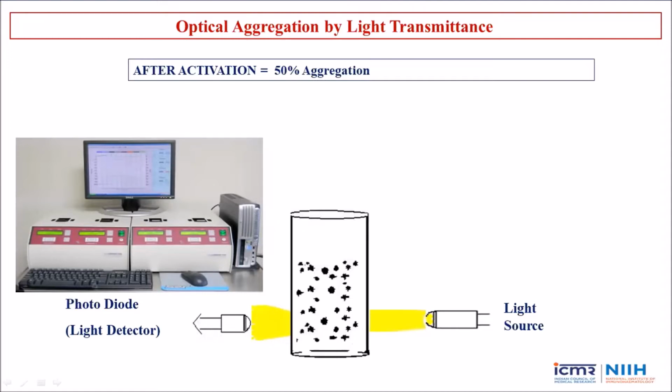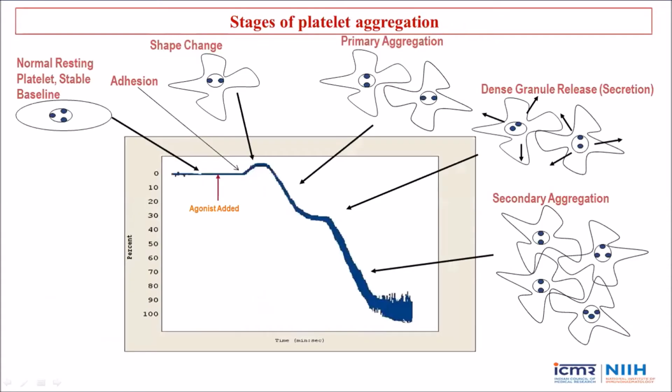Here what we keep as reference is the same patient's platelet-poor plasma. That is the reference, set at 100% transmittance of light. It compares that with its own platelet-rich plasma. As the platelets aggregate, they move from 0 towards 100. Then however much the maximum aggregation is, the graph plateaus there. So these are the stages or steps that take place during the aggregation.